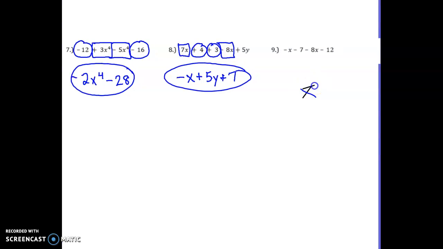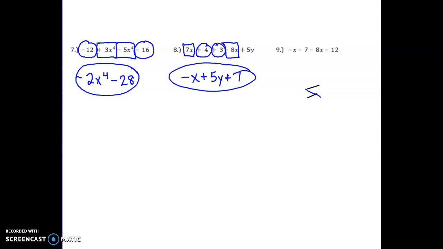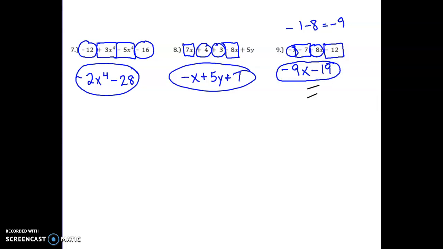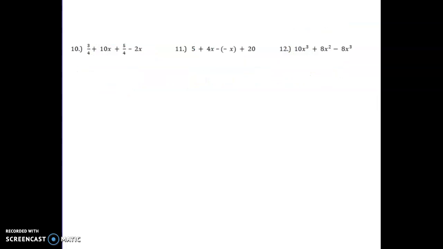Okay, number 9, let me erase this. Okay, number 9, we have negative x and a negative 8x. So it's like saying negative 1 minus 8, which is negative 9. So we have negative 9x, and then we have negative 7 plus minus 12, which would be minus 19. So negative 7 minus 12 is a negative 19, so we write this as negative 9x minus 19.